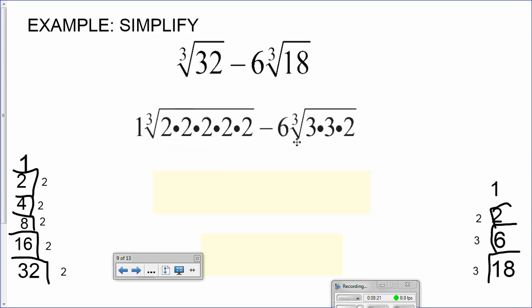Okay, so I wrote it in expanded form. I also put this invisible 1 because it didn't have a coefficient. We're going to call it a coefficient. It didn't have a number being multiplied with it, so I just made it visible. Okay, this one I'm going to go ahead and take out the triple.